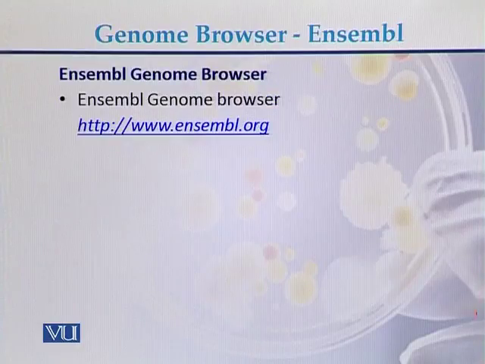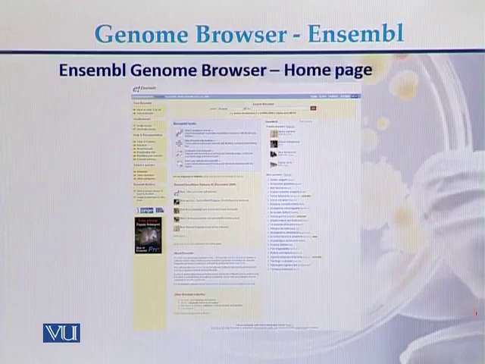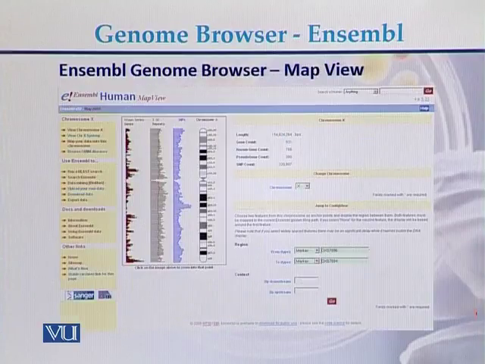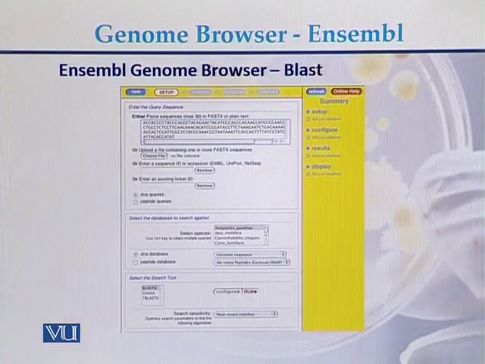This is the link of the Ensembl Genome Browser. This is the home page of Ensembl Genome Browser. In case of Ensembl Genome Browser, this is the map view. So here we can see the map view of the chromosome. This is map view. The next is Ensembl Genome Browser BLAST.